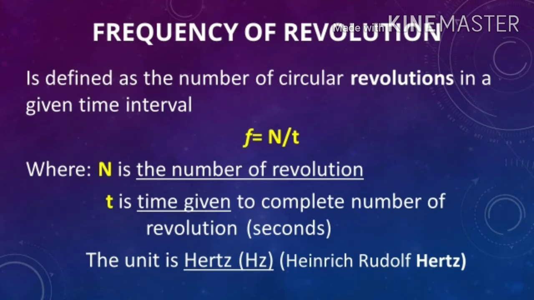Frequency of revolution. It is defined as the number of circular revolutions in a given time interval. It is the number of how many times an object moves around in a circle in 1 second. The formula for frequency of revolution is F is equal to n divided by t, wherein n is the number of revolutions, t is the time given to complete the number of revolutions in seconds. The unit is Hertz, from Heinrich Rudolf Hertz.